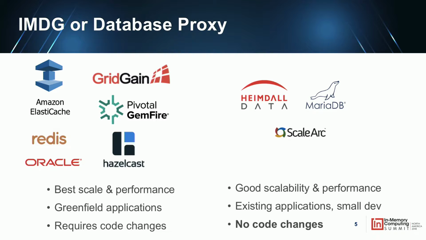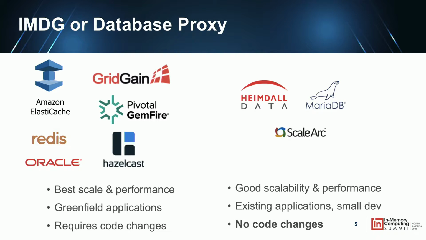When do you use a database proxy, and when would you use an in-memory data grid as a primary store? This is Roland's suggestion and recommendations. For the best scale and performance, go with an in-memory data grid, whether it be Hazelcast, Oracle, or Redis. You're going to get the best scale and performance. You have the most control, okay?